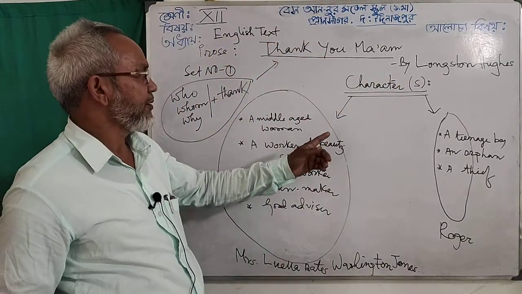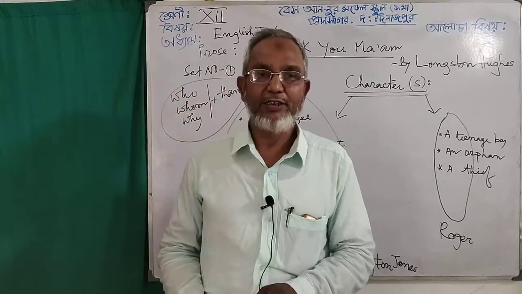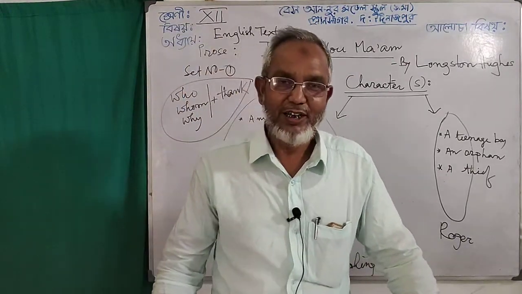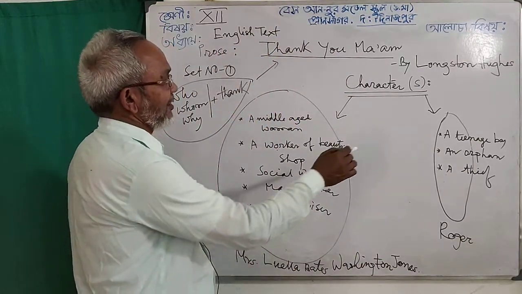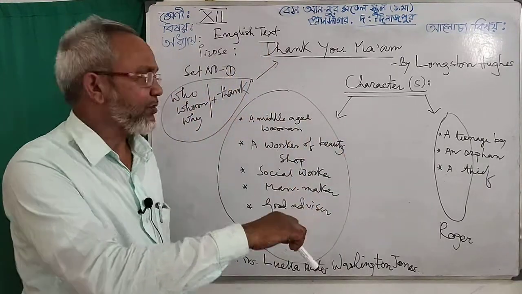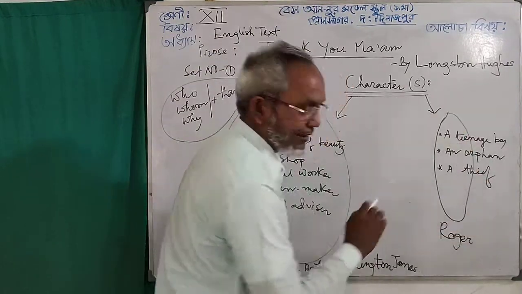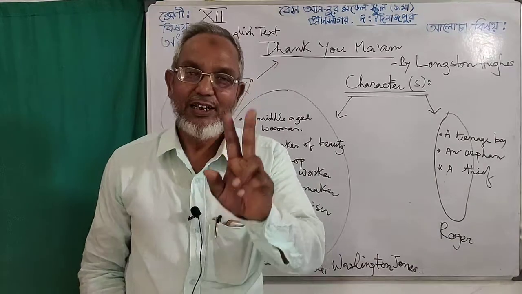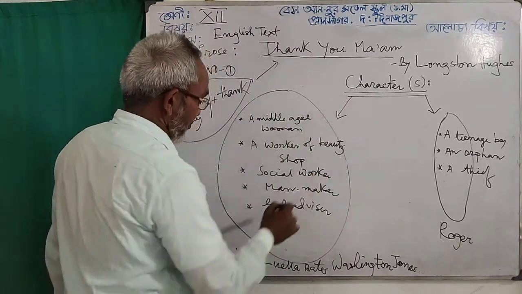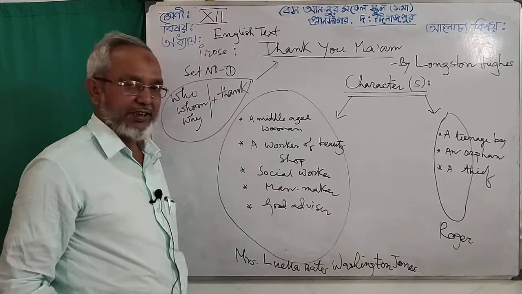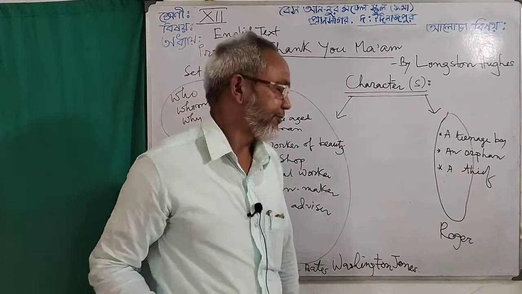Let's go to the plot of this story. There are two characters presented in this story, written by Langston Hughes. Look at the blackboard. One character is Mrs. Bess Washington, the other character is Roger. Only two characters are in this story. Mrs. Bess Washington Jones is the major character, and Roger is the minor one.